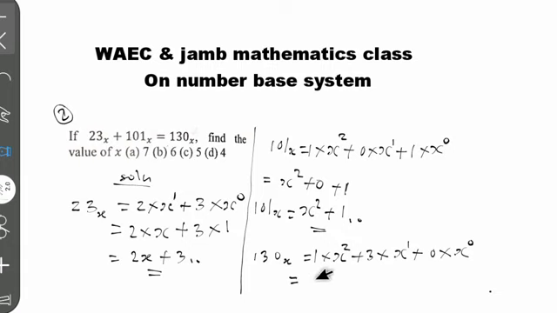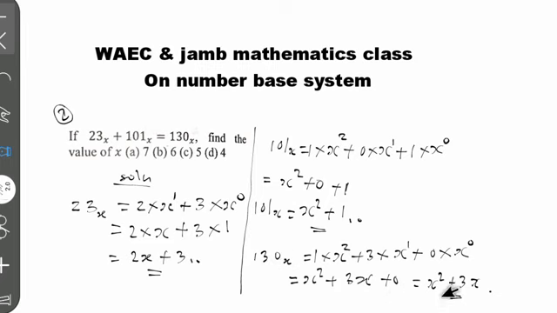Now, S to the power of 2 is S squared, so S squared times 1 gives us S squared. Plus S to the power of 1, that is S, times 3, that gives us 3S. Let me write this one very well. Plus S to the power of 0, that is 1, and 1 times 0 gives us 0. So that simply means that 130 in base S is equal to S squared plus 3S in base 10. So this 0 is excluded. Now we have the answer to this.